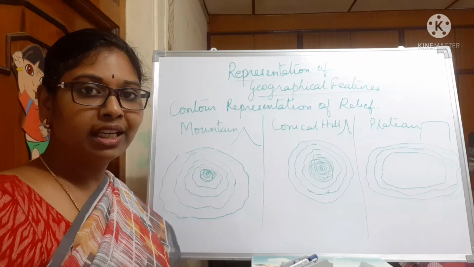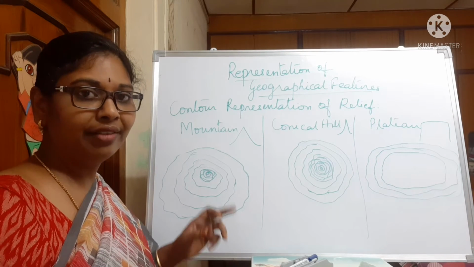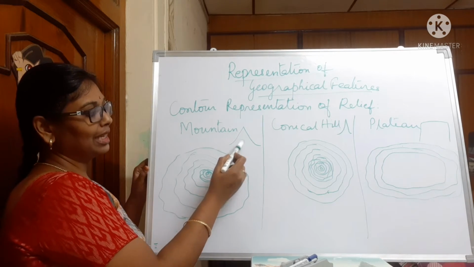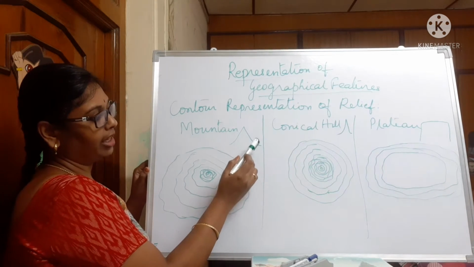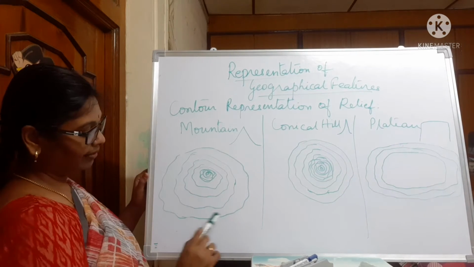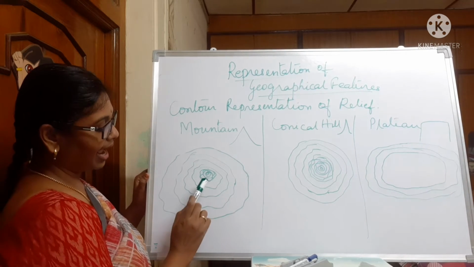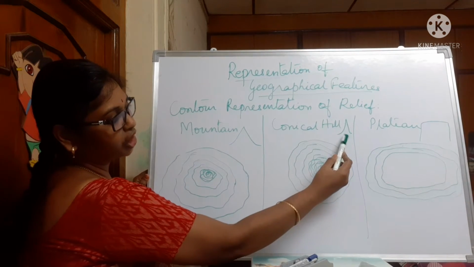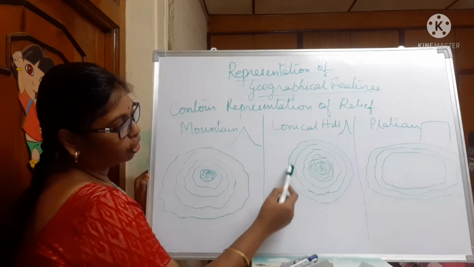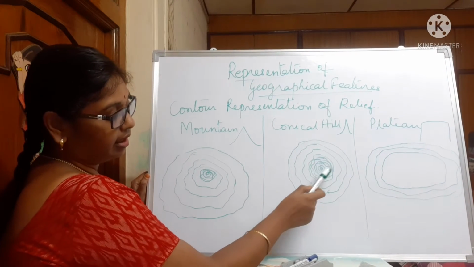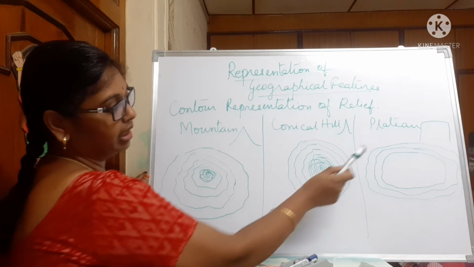Now we are going to see contour representation of relief. First one is mountain. The shape of a mountain is like this, broader at the base and narrower at the end. So you have gentle contours here and steep contours in the middle. Conical hill, the shape is like this. So contours are gentle here and steep contours in the middle.